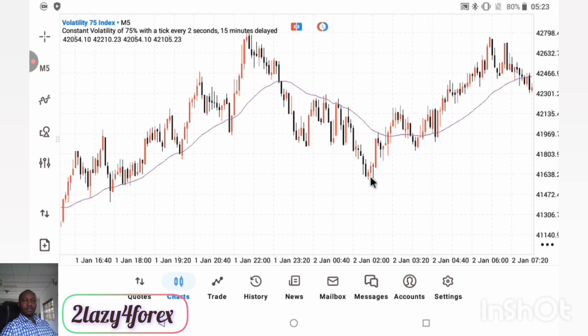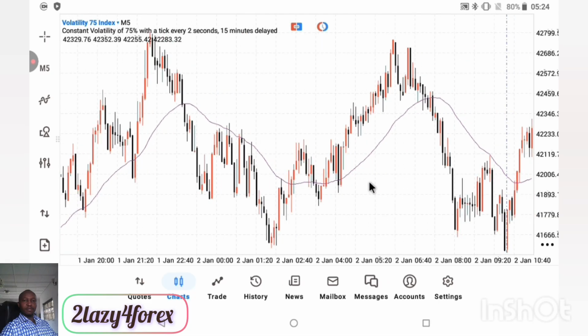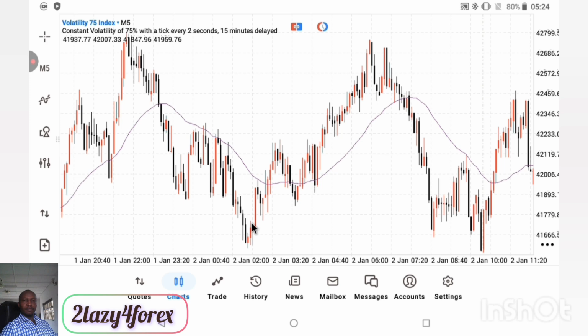Remember, this is the pullback, so I'm expecting price to go from this. Price went in and came back like this. So this is what I'm saying. This is the pullback. This is the expansion. Pullback. Then price did this. That is, price went above the moving average. Price has to go above the moving average and come back.